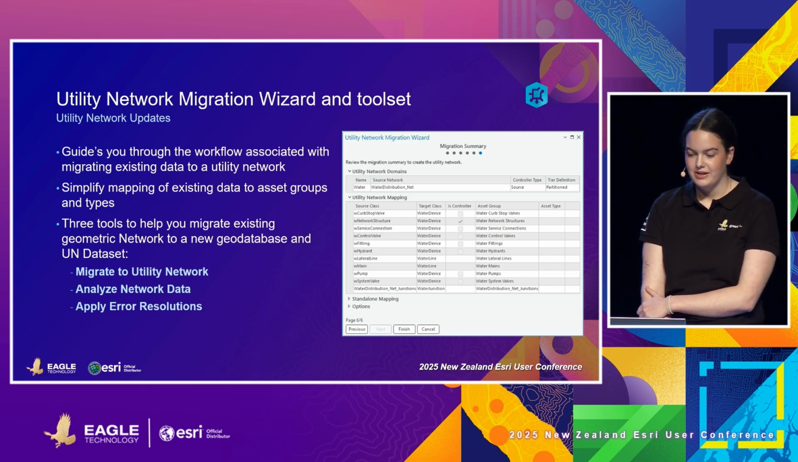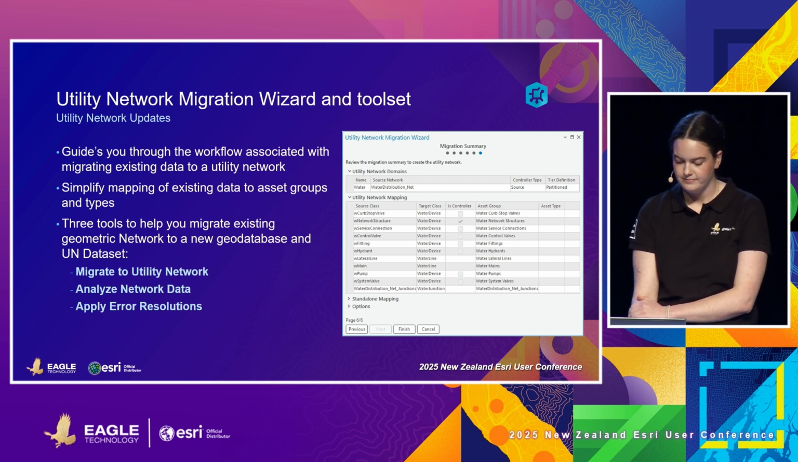Migrating your utility networks is also now simpler with the new Utility Network Migration Wizard. This guided process will help you transition your existing networks into the ArcGIS utility network model way more efficiently. These updates will be useful to you UN experts and will help simplify the mapping of your data to those asset groups and types.